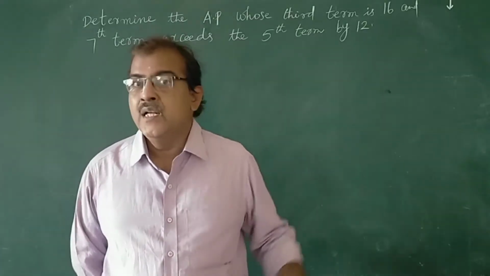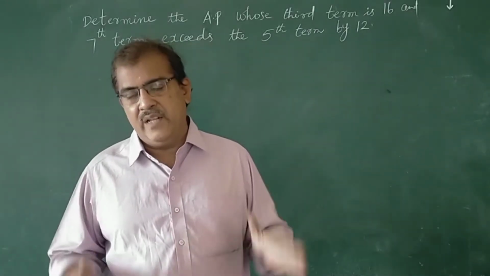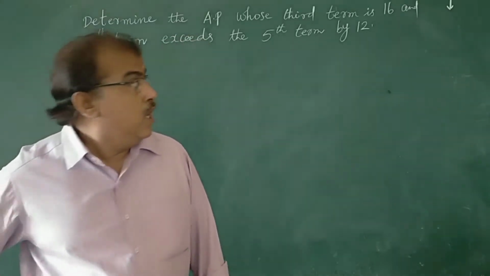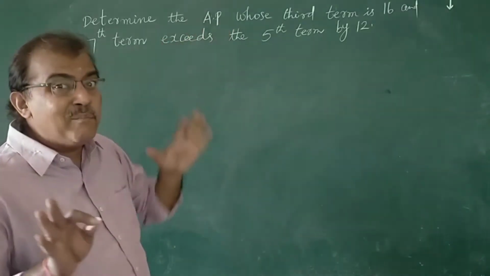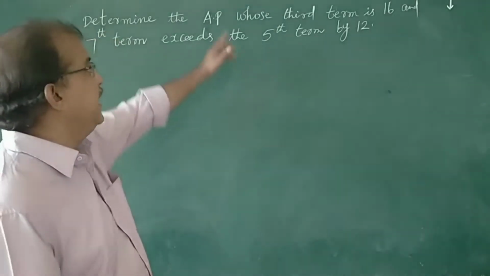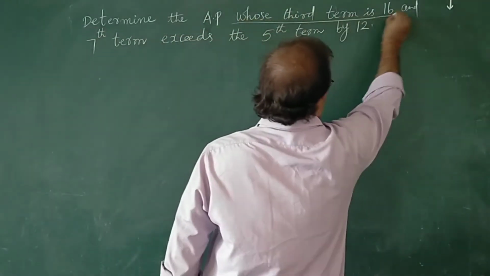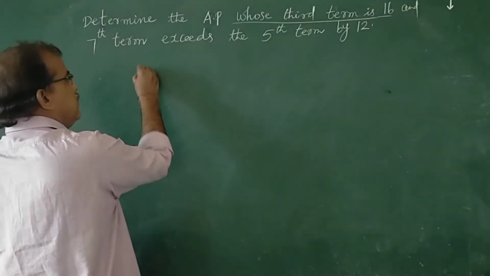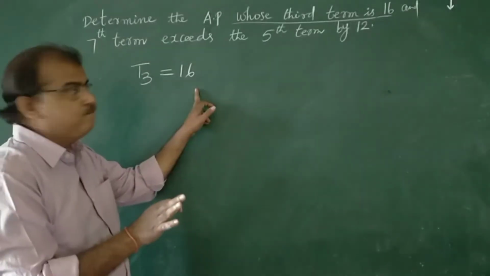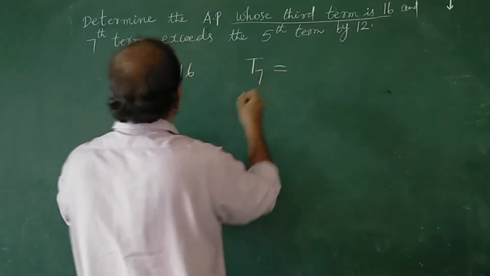These two are very important. So far we are doing the sums based on these formulas only. Now here one sum I am going to explain. Determine the AP, in the sense find the AP, whose third term is 16. Whose third term is 16 means T3 is equal to 16. And the seventh term T7 is very important.